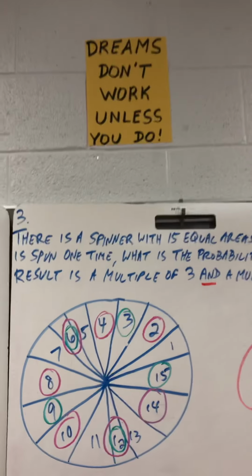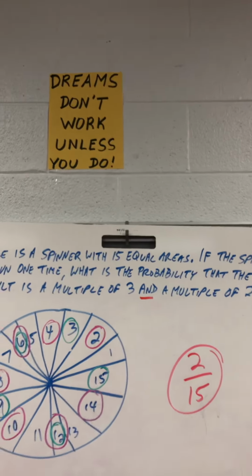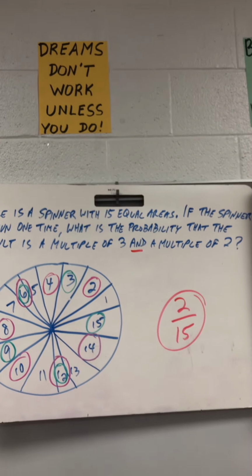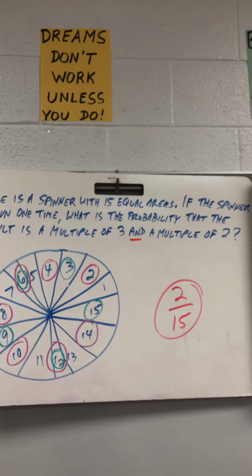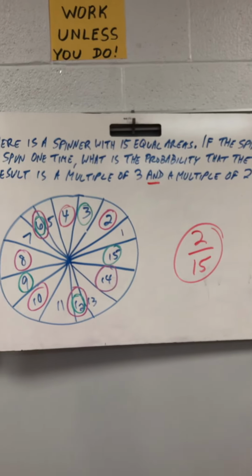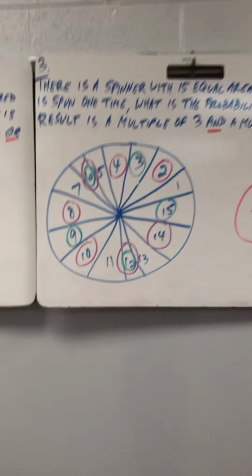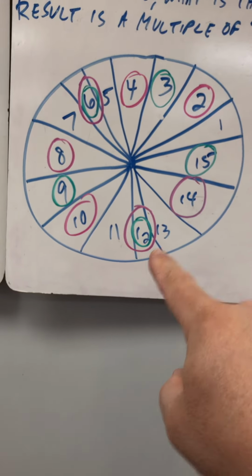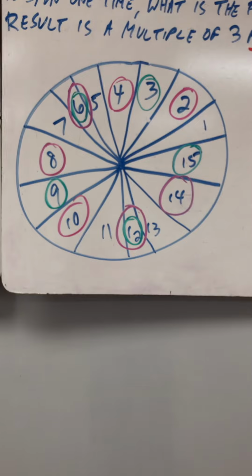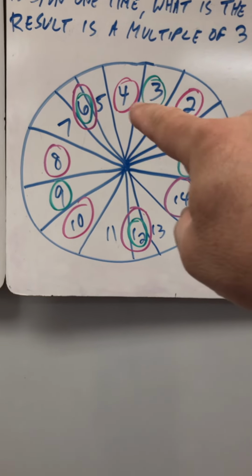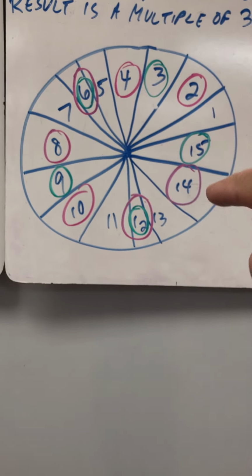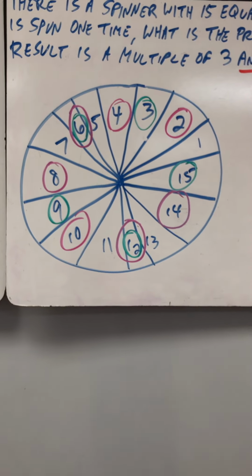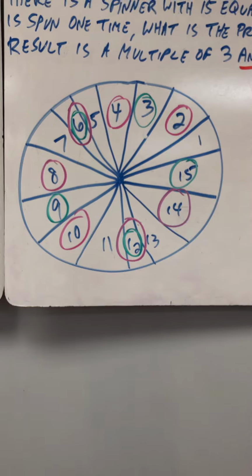In this one, it says, what's the probability that you have a multiple of 3 and a multiple of 2? All right, so the multiples of 3 are circled in green. Here's 3, 6, 9, 12, 15. The multiples of 2 are circled in red. 1, 2, 3, 4, 5, 6, 7. Okay. Now, where are they both circled in red and green?